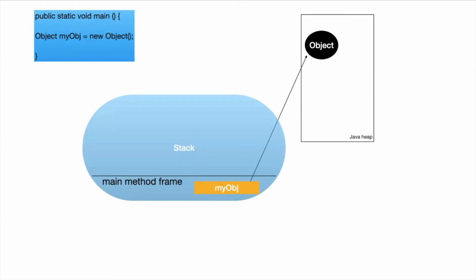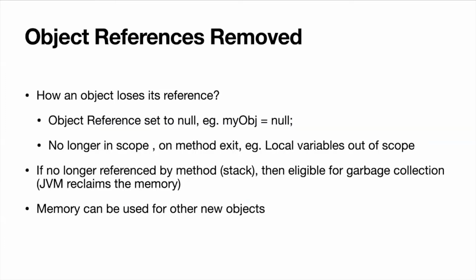It's strong in the sense that as long as that reference is valid and exists, that object will not be touched by the garbage collector of the virtual machine, which normally is looking for objects with no reference. What it does then is release that memory for use by the program for other objects. So this is why it's called a strong reference. And this takes us nicely into the next point, around object references and how they're removed.